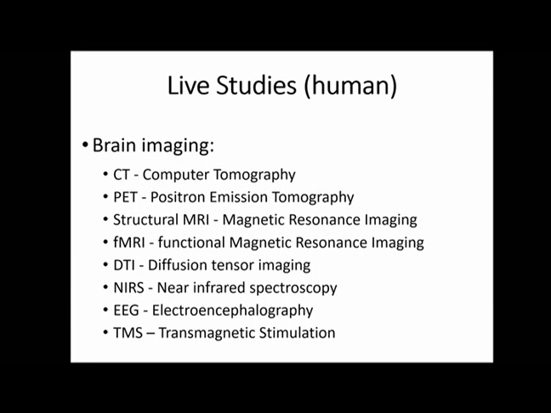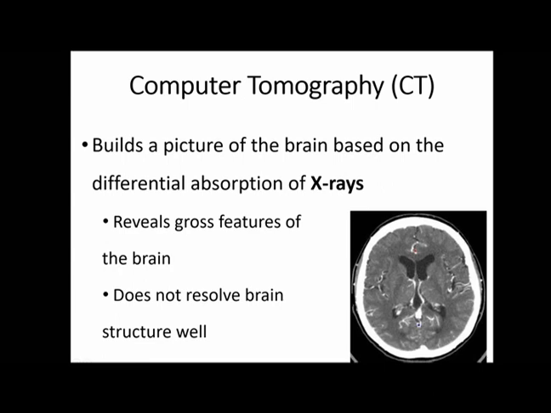So we're going to start talking about our live studies that we do in humans, which is almost exclusively done through a technique called brain imaging. So we're going to start off with computer tomography, or a CT scan. This is one that you are probably fairly well familiar with because it's a pretty commonplace machine.